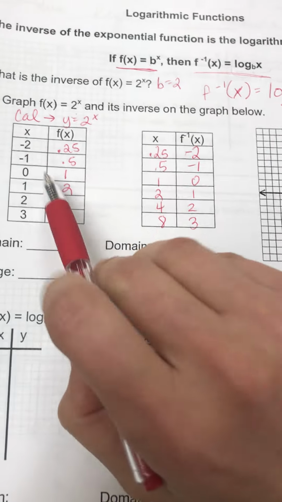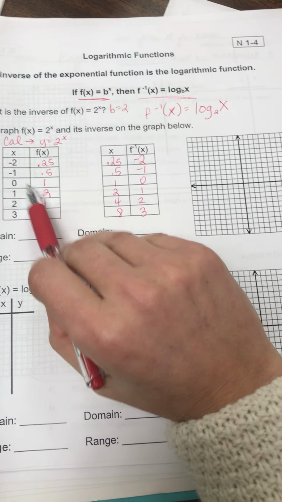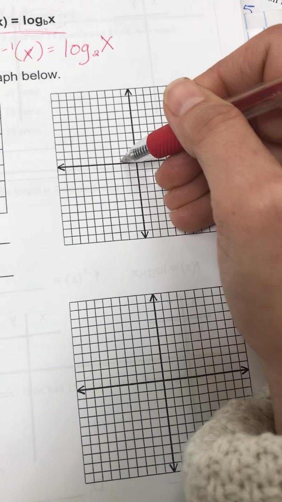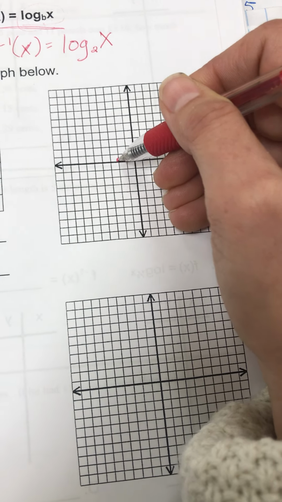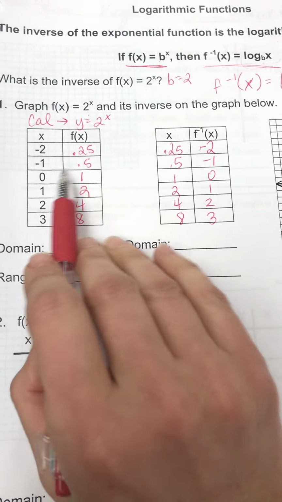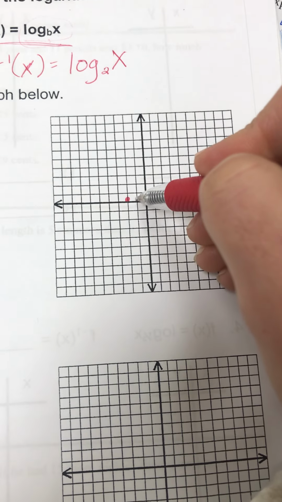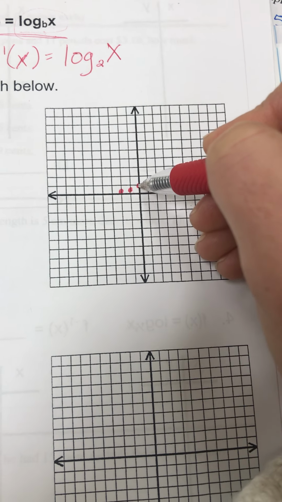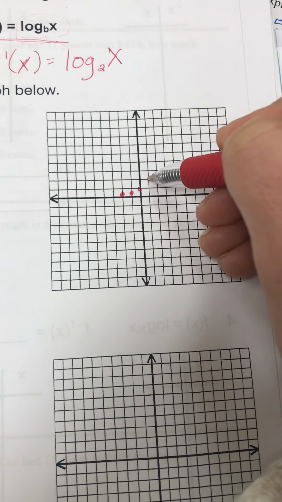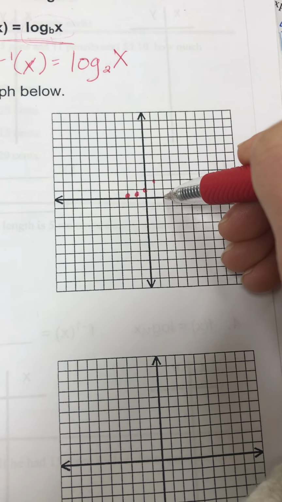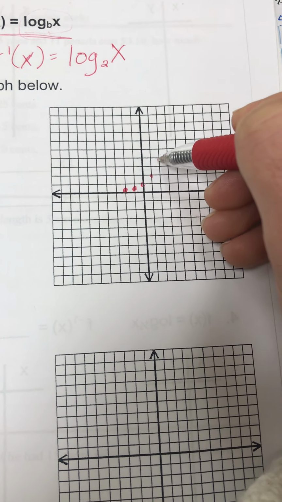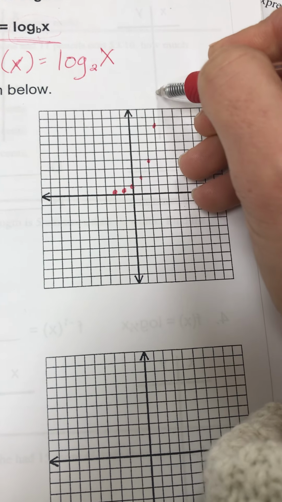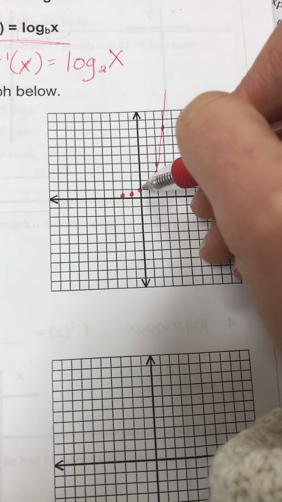Okay? So I'm taking my first graph over here, negative 2 and 0.25. So negative 2 and then 0.25, which is going to be like right here. Just get it as close as you can. And then negative 1 and 0.5, which will be in the middle. And now we have 0, 1. We have 1, 2. We have 2, 4. And we have 3, 8. When you're graphing that, it's going to look kind of like this.